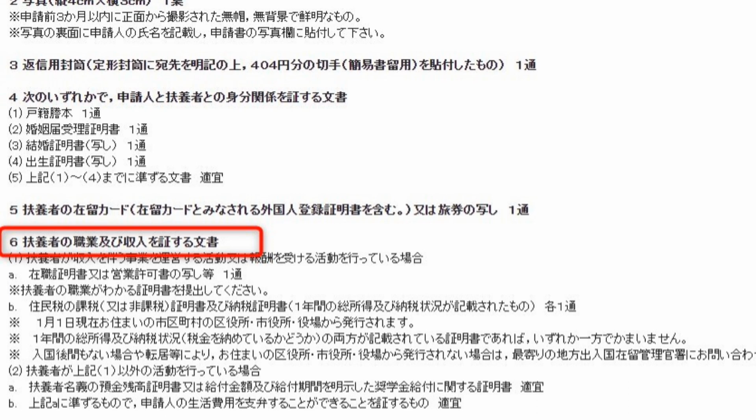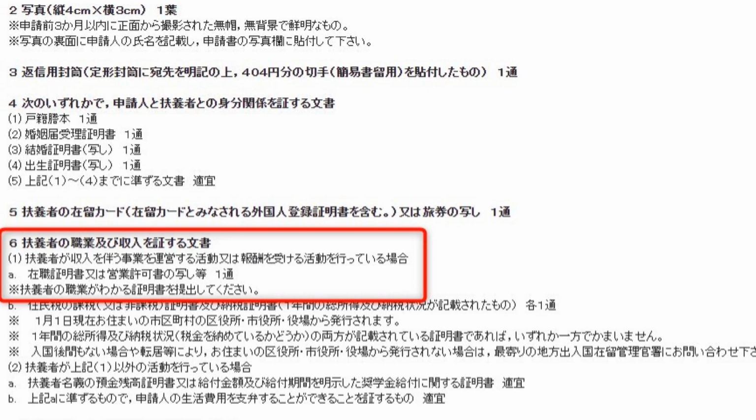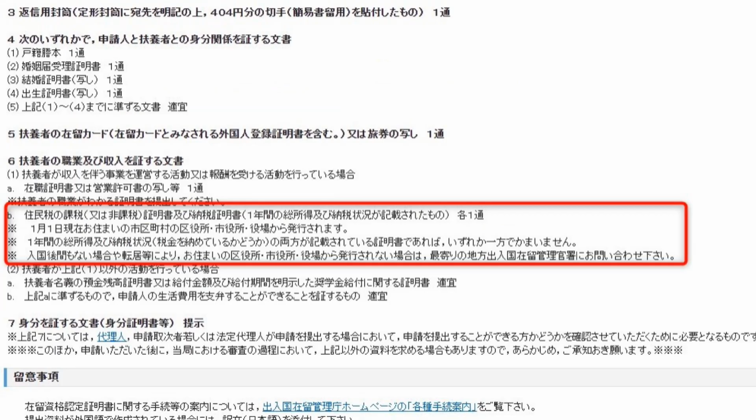Number 6, the documents that certify your job, supporter's job, and prove income. If you are working for a company or doing your own business, this means a certificate of employment or a copy of business license. And you also need to submit the 2 certificates. The certificate of residence tax that shows your annual income. The certificate of payment of residence tax that shows you paid it clearly.